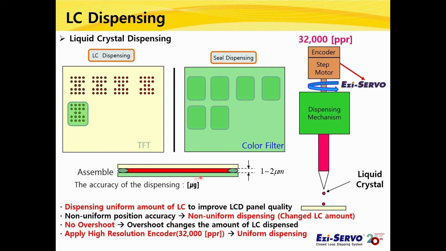In other words, it is a very important process that determines the quality of the color of the LCD panel, depending on how precisely and uniformly, or quantitatively, this liquid crystal is dispensed. Therefore, the 32000 ppr encoder, which has the highest precision in Ezi-SERVO, is also applied to this machine to increase the precision of liquid crystal dispensing. If a 5-phase motor or another company's closed-loop stepping motor is applied to this liquid crystal dispensing, the position accuracy is not constant, so it is impossible to dispense a certain amount of liquid crystal.